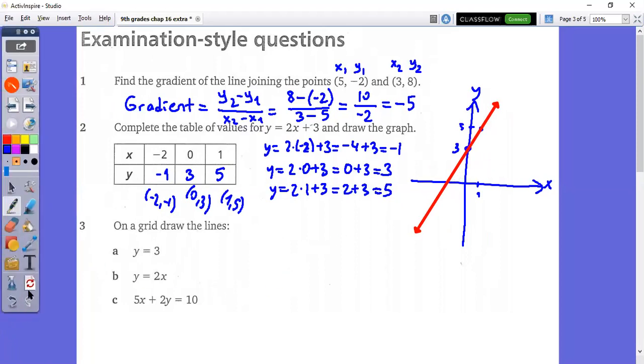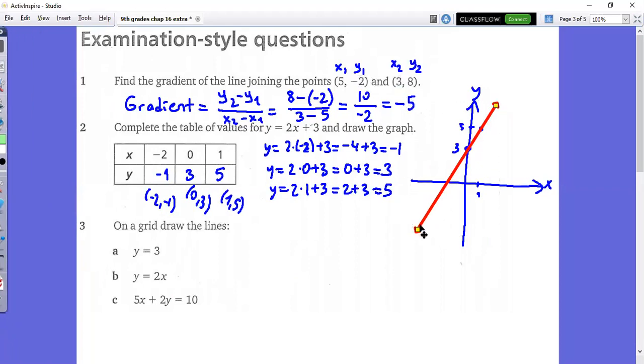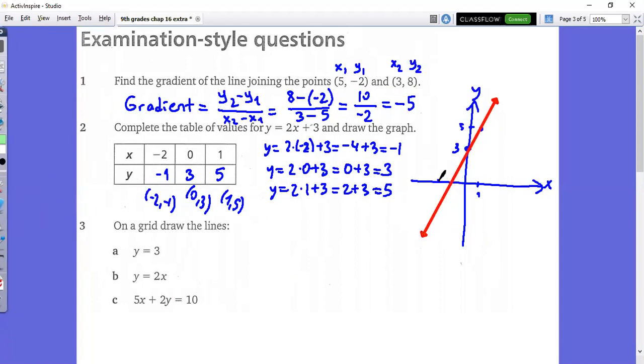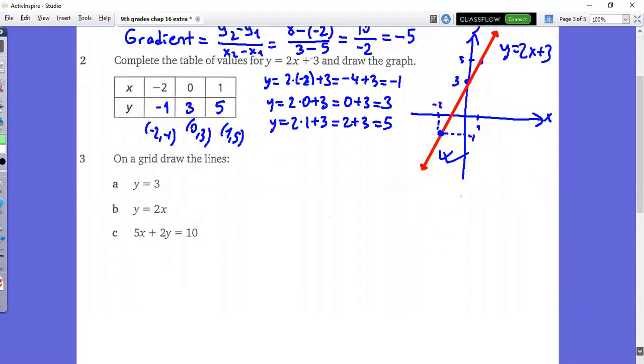We had to maybe change the gradient a bit. Better way. Oops. It's not well drawn because of my handwriting. So -2 should take us to -1 on the graph. It's okay. The red line drawn here is y equals 2x plus 3. On a grid, draw the lines. Next problem.